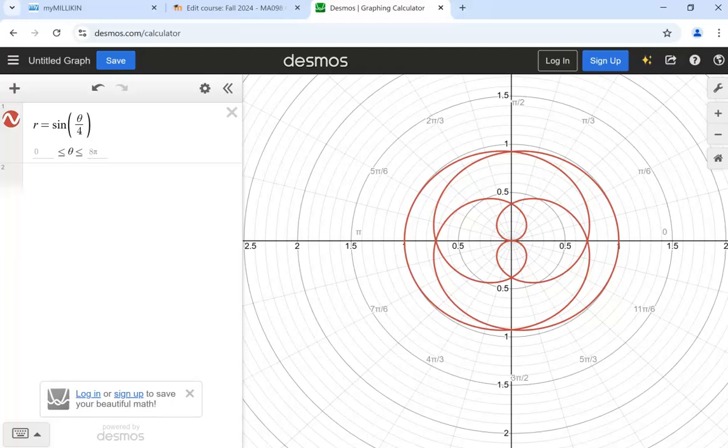So this 4 on the inside changes the period of the sine, how long it's going to take to repeat. And notice that Desmos did this part automatically, by the way. It put in 0 to 8 pi for theta. If you were going to do this on your graphing calculator, though, it's not going to do it for you automatically. You have to tell it the smallest theta you want to use and the biggest theta you want to use.